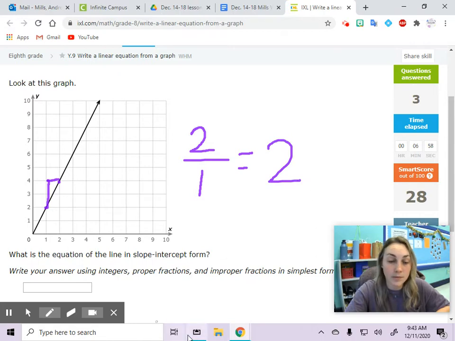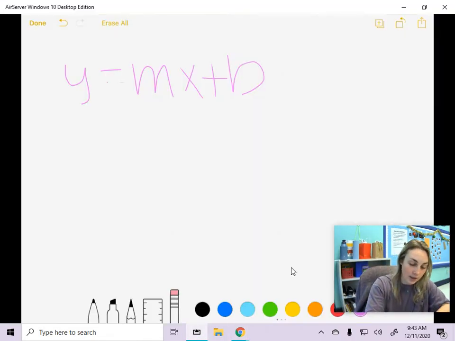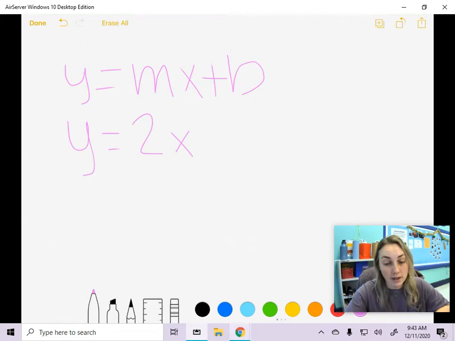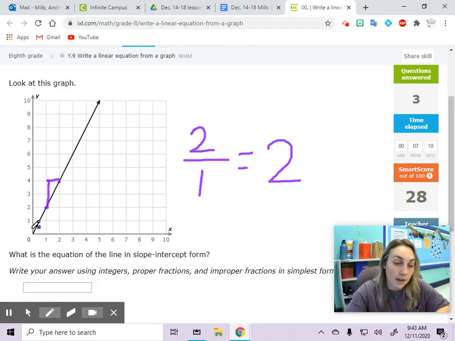So my slope's 2. So I can go back here and put it into this form: y equals 2x. Now I need to find the y-intercept. If I'm looking at the line, it looks like it crosses the y-axis at 0.